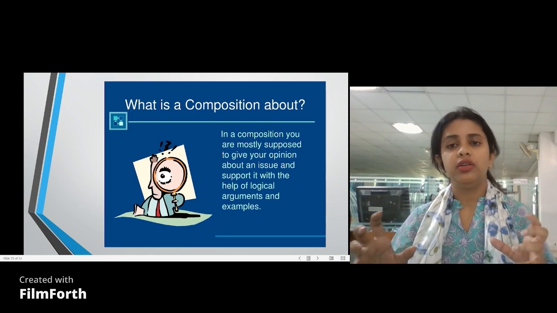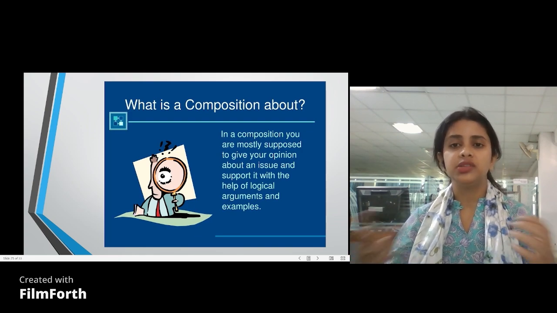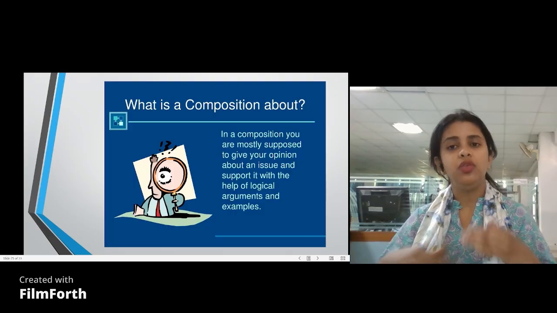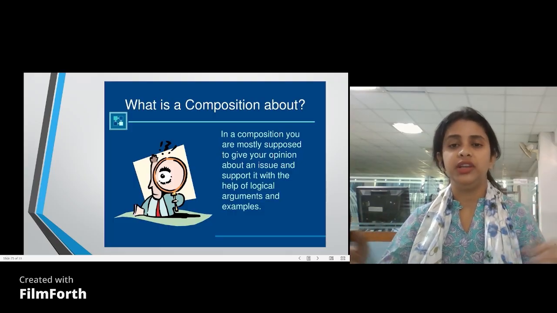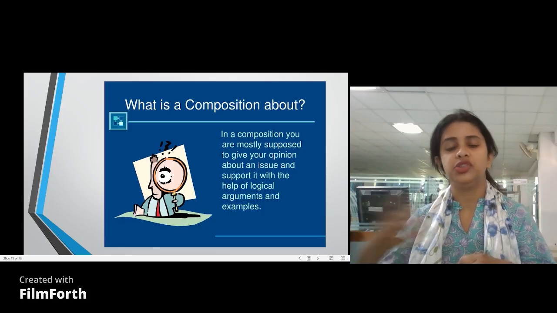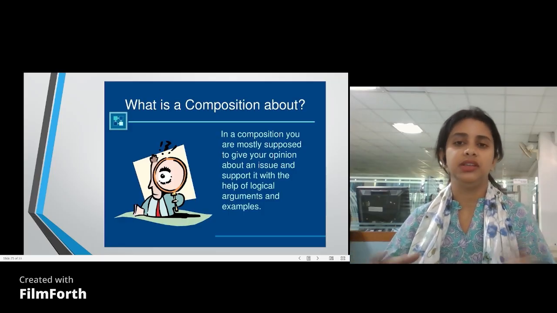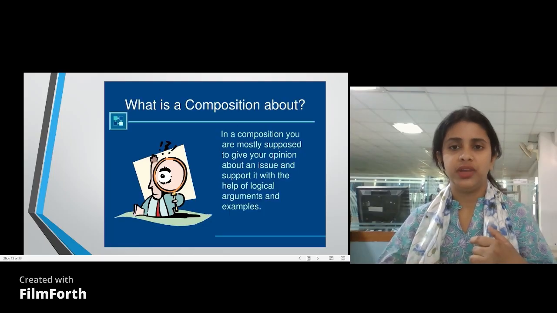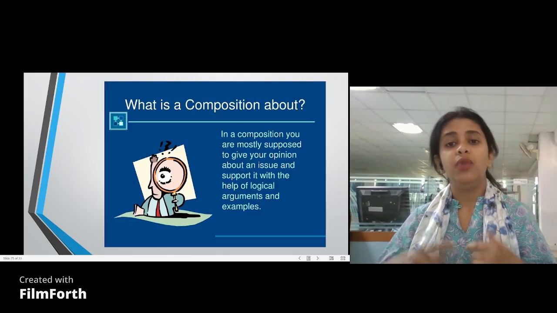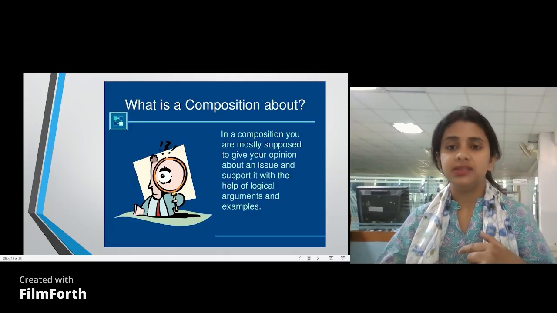So, when I say that composition does not have to be an abstract entity, it means that whatever your topic is, suppose your topic is population explosion, you cannot simply go on and on saying that India's got a great population, India's got a large population, the population is rising. Okay, how do you know the population is rising? What are the reasons behind it? What are the problems caused by overpopulation? What does the data say? What do the statistics say?